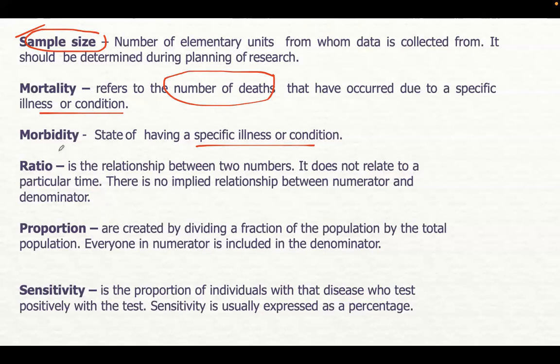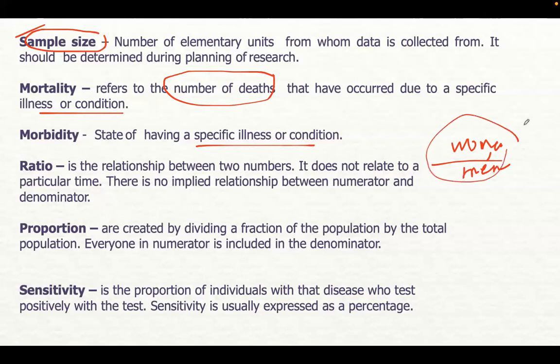Next, we have ratio. It is the relationship between two numbers. It does not relate to a particular time. Also, there is no implied relationship between the numerator and the denominator. So, ang mga classic example po natin for the ratio is yung the ratio of women to men. Okay, 1:1 para mga ganun. The ratio of unvaccinated children to vaccinated children. Okay? So, wala pong sinasabi ditong direct or implied relationship between the numerator and the denominator. Let's say yung women and the men. Okay? Wala po silang direct relationship.